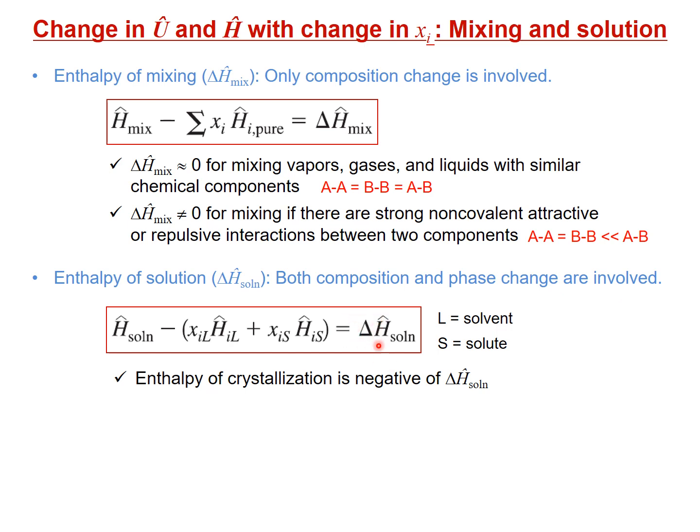The definition of delta H solution or enthalpy of solution is very similar to the definition of the mixing. This is the final one. This is the mixture, final one, after mixing. This is solution, final one, after you have dissolved sodium chloride in water, minus summation of the product of composition of each compound with its enthalpy in its pure form. L stands for solvent, liquid. S stands for solute, solid. So almost the same equations. Enthalpy of crystallization is negative of delta H solution. You know, crystallization or precipitation is the backward process of the solution process.